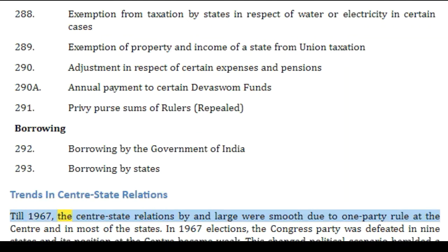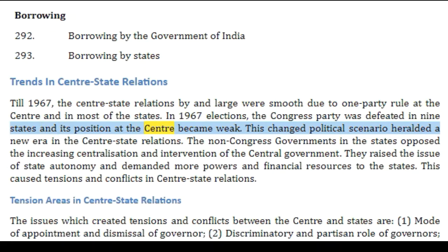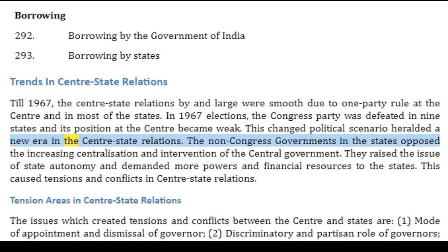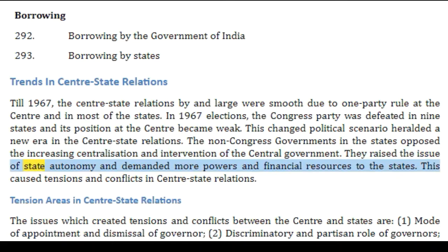Trends in center-state relations. Till 1967, the center-state relations by and large were smooth due to one-party rule at the center and in most of the states. In 1967 elections, the Congress Party was defeated in 9 states and its position at the center became weak. This changed political scenario heralded a new era in the center-state relations. The non-Congress governments in the states opposed the increasing centralization and intervention of the central government. They raised the issue of state autonomy and demanded more powers and financial resources for the states. This caused tensions and conflicts in center-state relations.